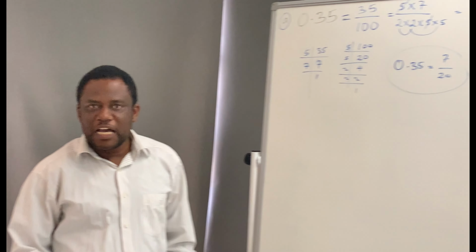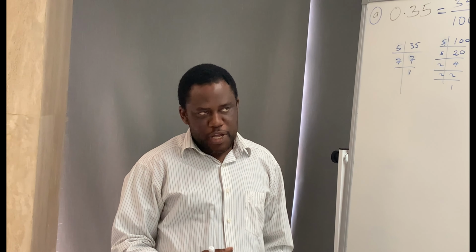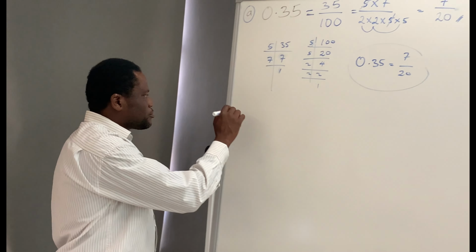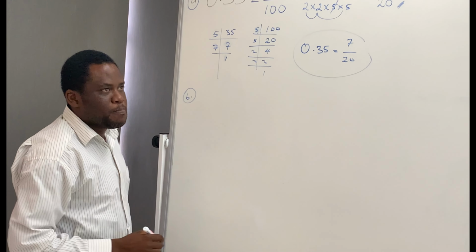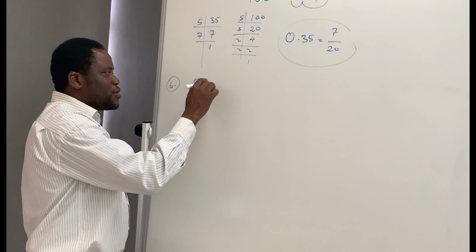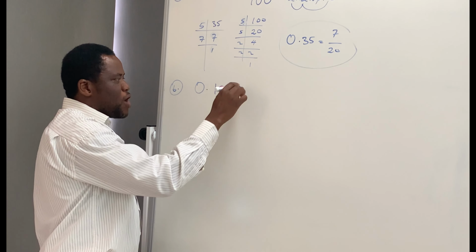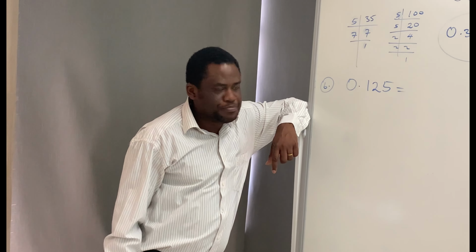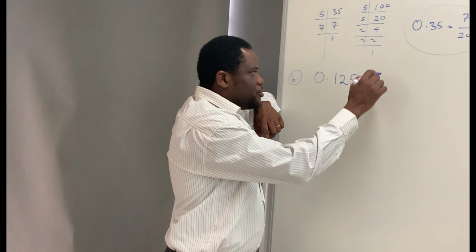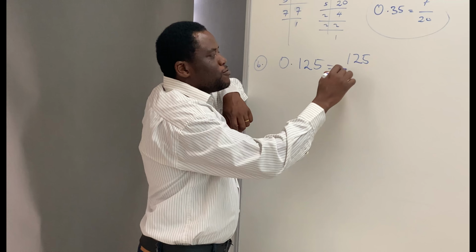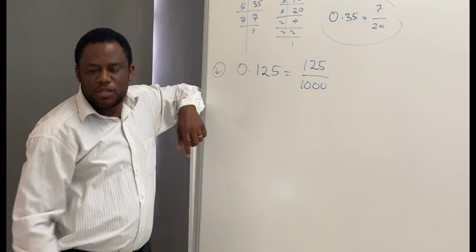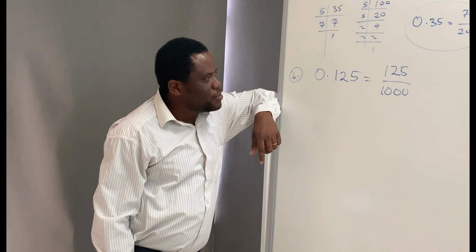First convert and reduce to the lowest terms. The second question, B, says 0.125. First, convert it. What do we have? 125 over 1000. That is 3 zeros, right? So we can cut it now.